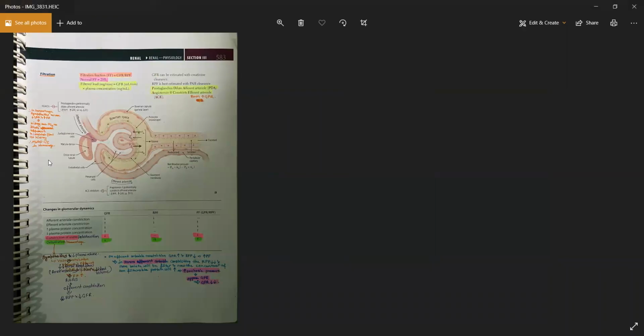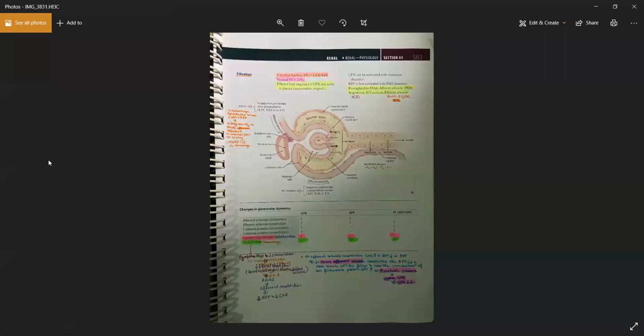The filtration. So any doubt on the previous page? No, thank you. Okay, so let's discuss the filtration.